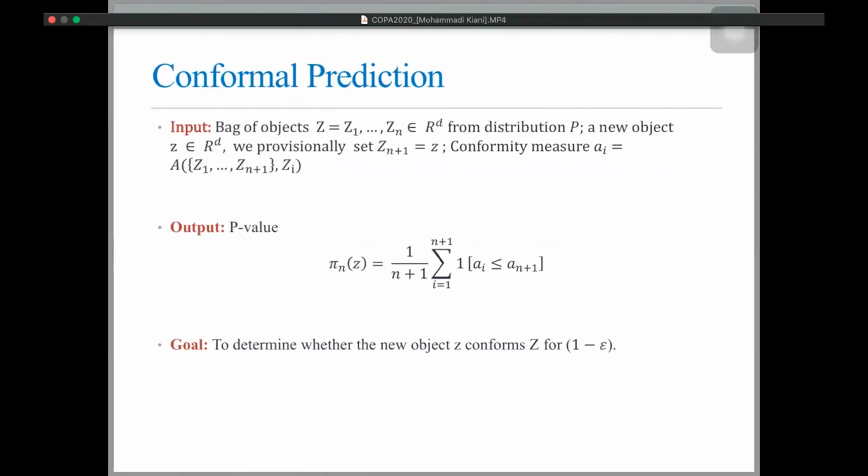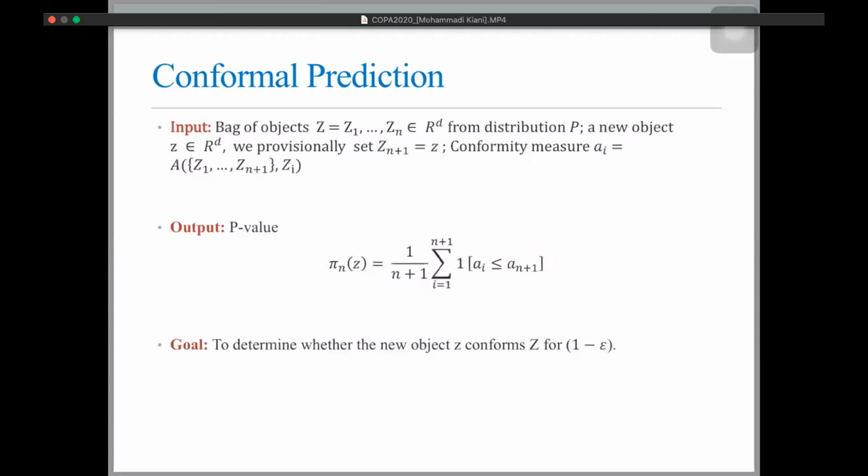Let us start from the general definition of conformal prediction. Suppose we observe a random sample Z1 through Zn from a distribution P. These are data points in R^D. We have a new sample. We also have a conformity measure that represents numerically how much a sample conforms to the previous samples.